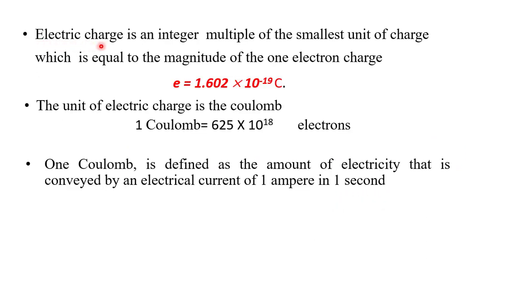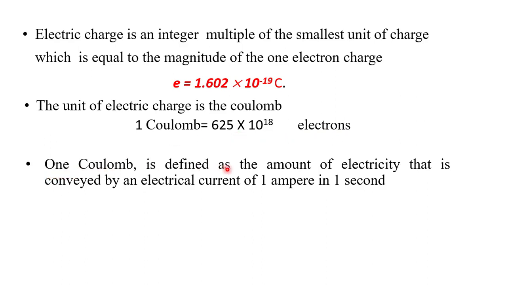Now, electric charge is an integer multiple of the smallest unit of charge, which is equal to the magnitude of one electron's charge. The charge on a single electron has a magnitude of 1.602 × 10^-19 coulomb. The unit of electric charge is the coulomb. One coulomb consists of 6.25 × 10^18 electrons. So you can imagine what one coulomb means.